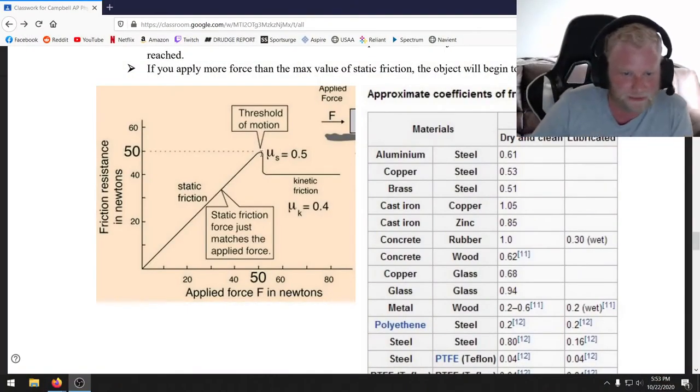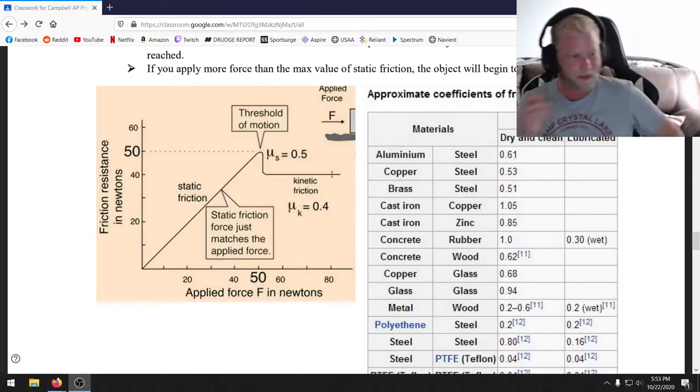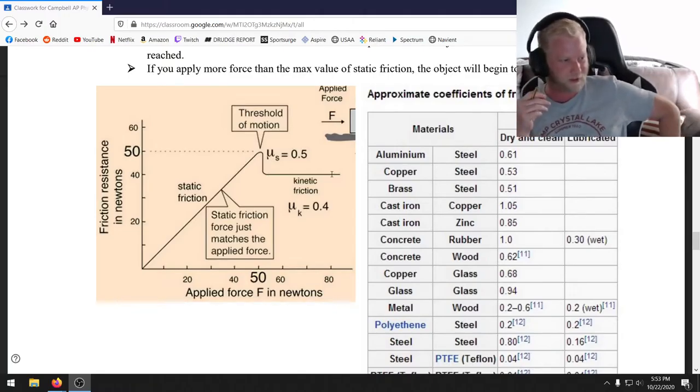And once you reach that maximum value, you've hit the threshold of motion and the object begins to slide. Now, I want you to picture or think back to the last time that you pushed something heavy. Once you got it moving, did it require as much force to keep it moving? Well, your answer is probably no. And it's not a mind trick.